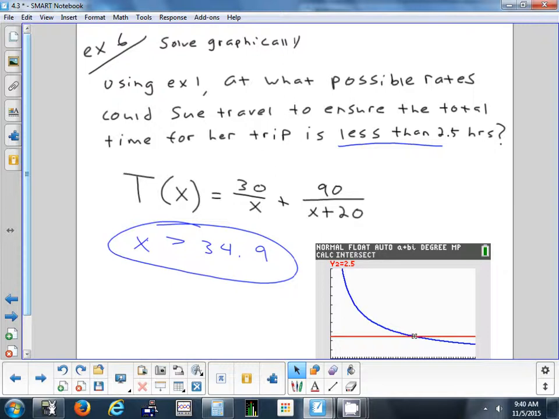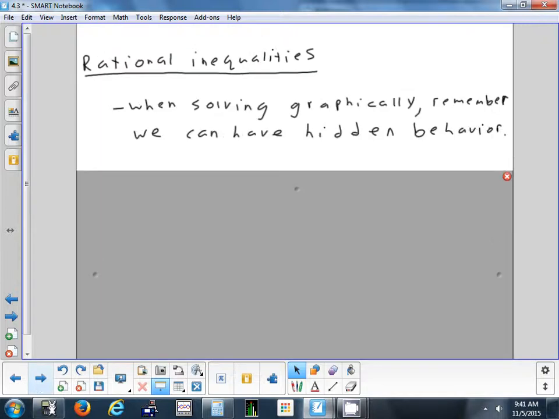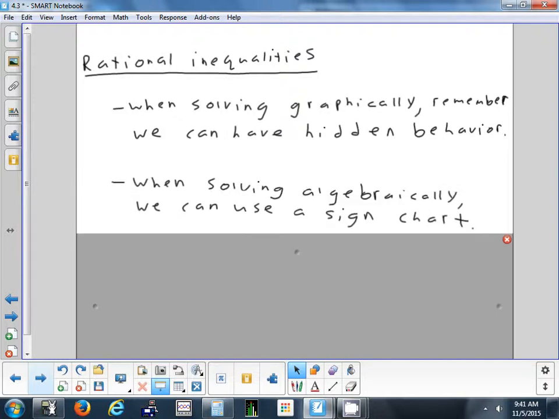Okay, and that's how we can solve an inequality graphically. Just like with equations, you can always have hidden behavior. We know that. Always check for things that are off the screen.